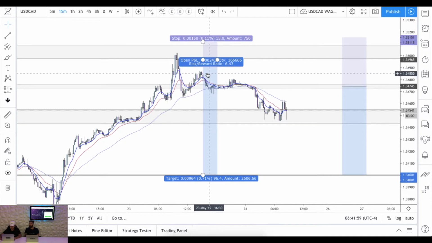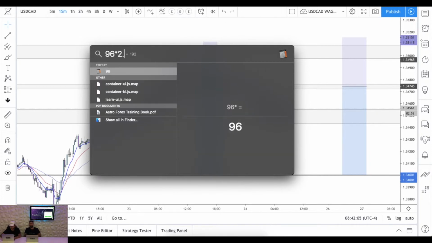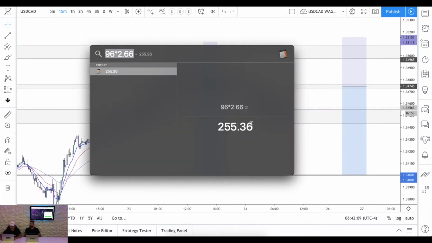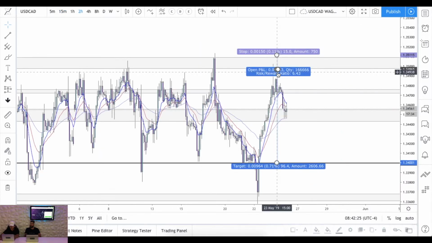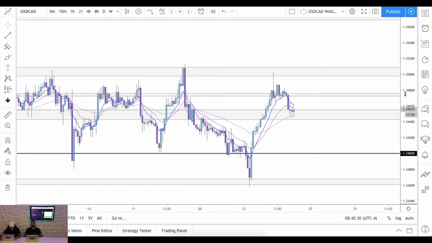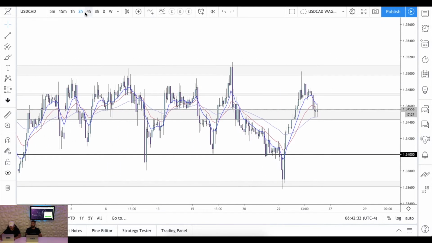So in this scenario, you would have caught 96 pips, and 96 pips times 2.66, which would have been your lot size. You would have made $255.36 versus $80. So I hope you got the idea on USD CAD. Now I'm gonna pass it over to Guy so he can show you one example on his pairs as well.